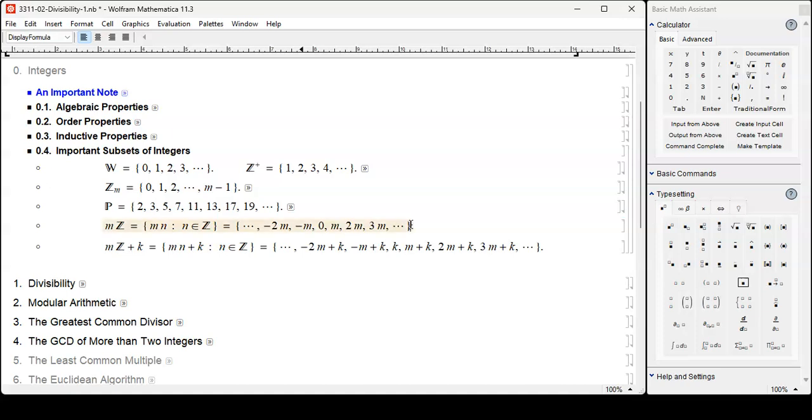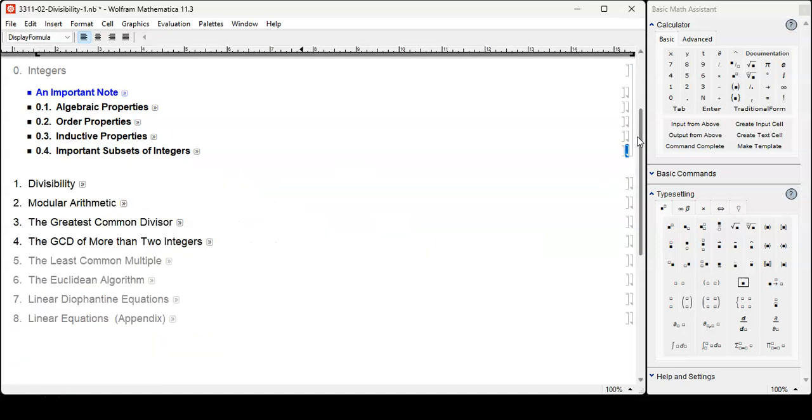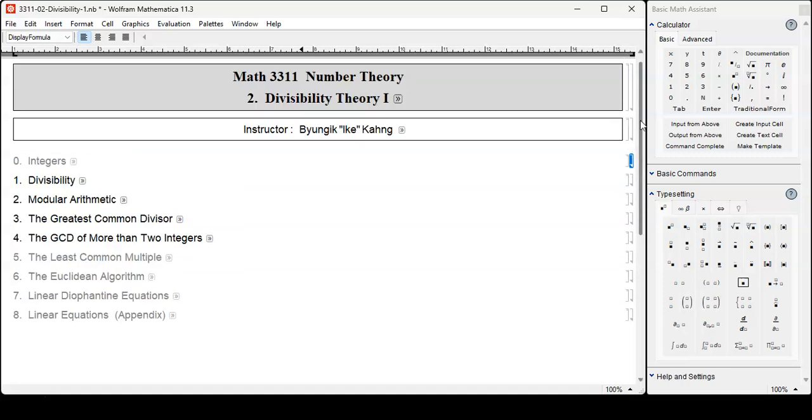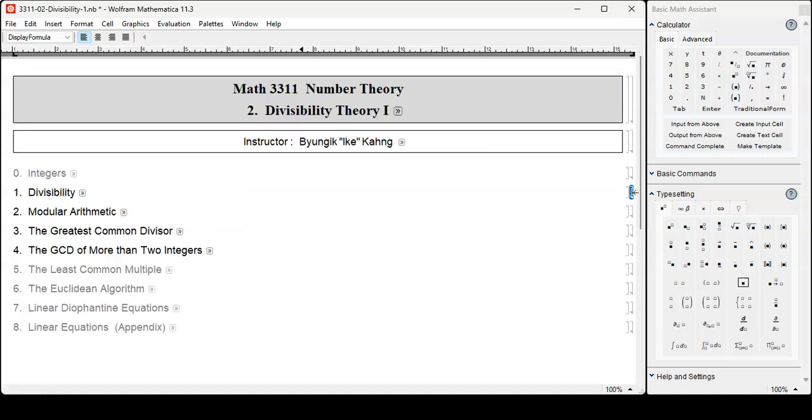How about these notations here? mZ versus mZ plus k. Multiples of m times certain integer: 0m is 0, 1m, 2m, 3m, 4m, 5m, and so on, and also negative. And here, m times certain integer plus k. So for example, if m is 2, then these are even numbers, multiples of 2, and these are odd numbers. Okay, so much for review, and we are now ready to start section 1, divisibility.